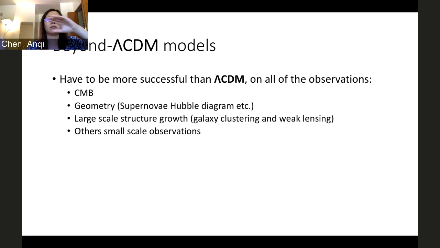So we know we have a lot of galaxies in the sky, and their distribution and the weak lensing, which slightly distorts galaxy shapes, tells us basically how much the matter density field is fluctuating. There are also other small scale observations. So if you want to propose any beyond lambda CDM model that fixes the Hubble tension problem, you have to fit all these observations and do no worse than lambda CDM in fitting them.